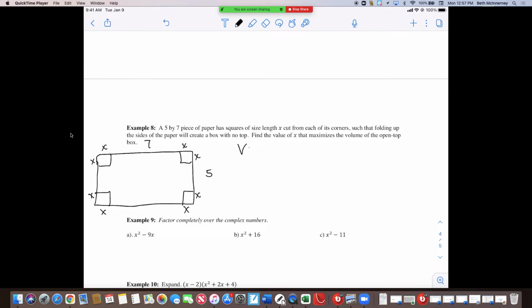Well, this is a box, so we know that boxes have volume of length times width times height. So my length is actually 7 minus 2x. My width is 5 minus 2x. And my height is x.